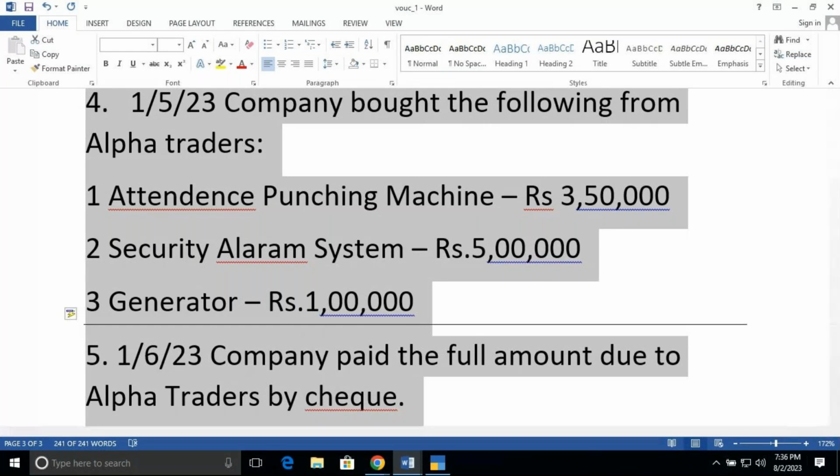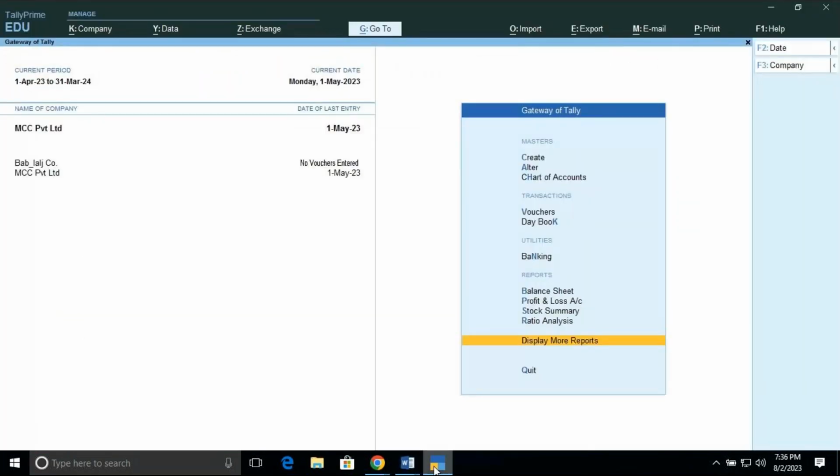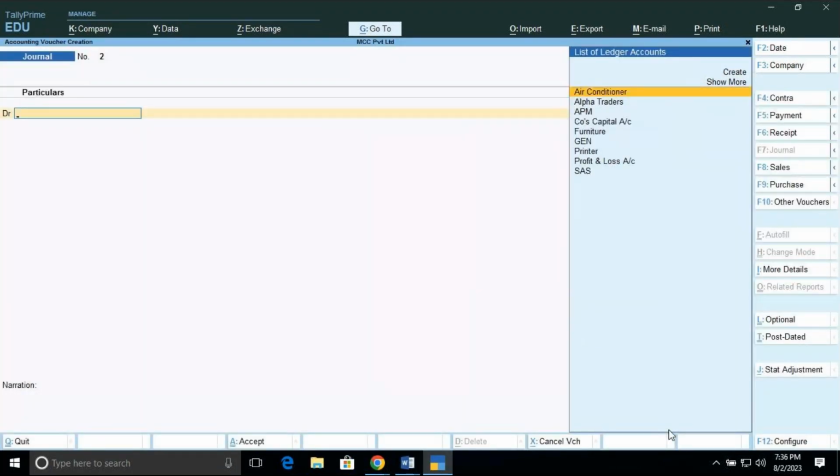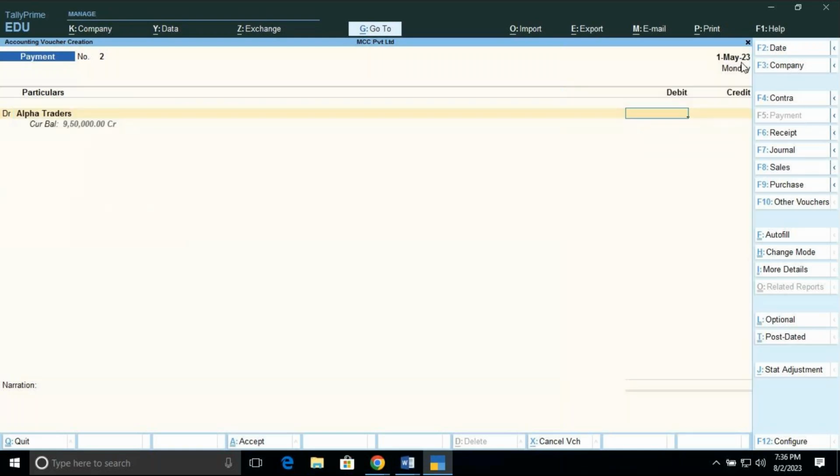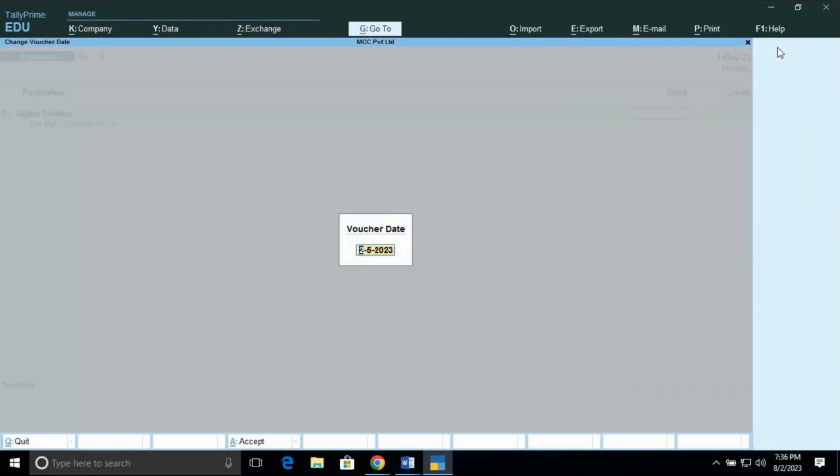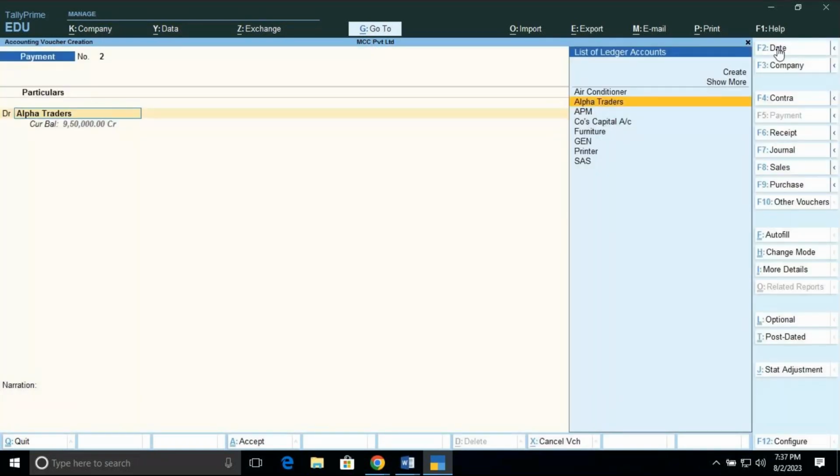So now let us record this. Your friend said the journal entry, very correct. I'll go to vouchers and select payment voucher. I have to change the date. See, the date is still first May, but it is first June. I'll say F2 and write it as 1/6. F2 is the date function, I told you in the first class. Alt F2 is period.